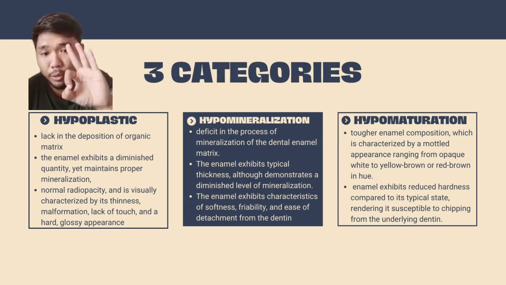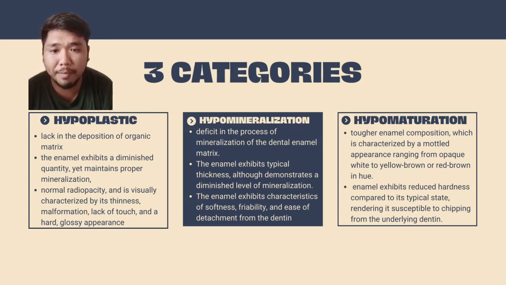And for the third one, we have hypomaturation amelogenesis imperfecta, in which there is adequate deposition and mineralization, but there is an inadequate maturation of the crystallites. This type can be further divided into two: the pigmented and the snow-cap. For the pigmented, the enamel appears mottled and brown, and for the snow-cap, zones of white enamel appear on the incisal and occlusal edges.